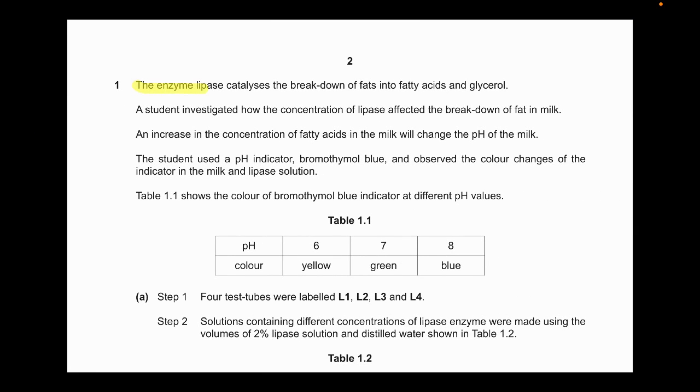Question number 1. The enzyme lipase catalyzes the breakdown of fats into fatty acids and glycerol. A student investigated how the concentration of the lipase affected the breakdown of fat in milk. An increase in the concentration of fatty acid in the milk will change the pH of the milk. The student used a pH indicator, bromothymol blue, and observed the color change of the indicator in milk and lipase solution. Table 1.1 shows the color of bromothymol blue indicator at different pH values.